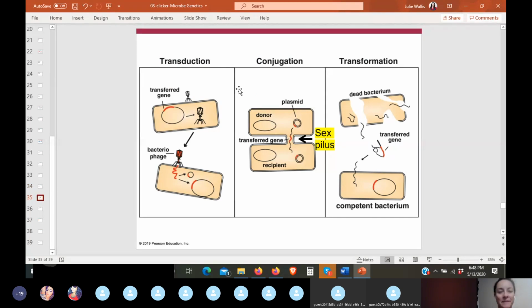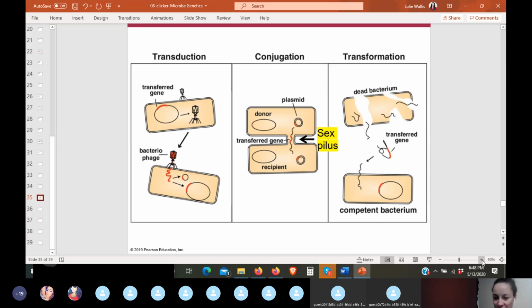These are the three that you need to know. One of my students came up with a really good way to remember the transduction one, if you have trouble remembering which is which. It is a bacteriophage that transfers the genetic material in transduction. A bacteriophage is a virus that infects bacteria, and they kind of look like a little spaceship. So my student came up with the idea that transduction sounds like abduction, like you're being abducted by an alien. That will help you remember that it's a bacteriophage. So it's actually viral DNA that is being injected in transduction.